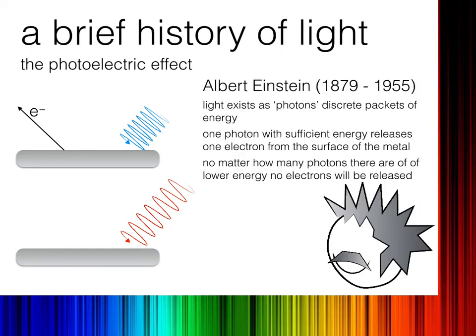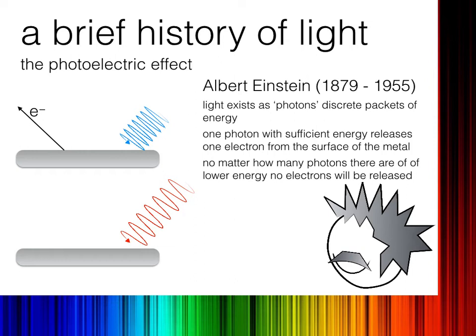And Einstein explained this by saying that light exists as what we call photons, discrete packets of energy, units that have specific energy. One photon has one amount of energy. If that amount of energy is enough, an electron will be released from the surface. If it's not enough, an electron won't be released from the surface, no matter how many photons there are.